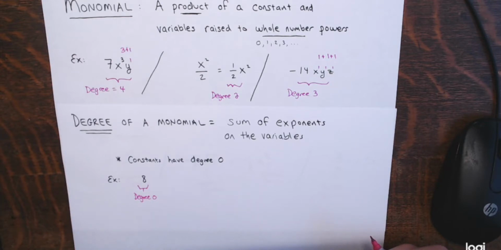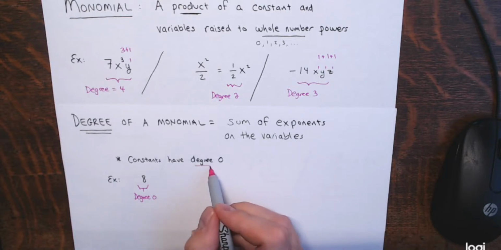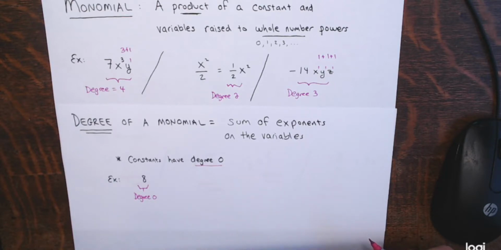And other numbers just on their own, if you have just a number by itself, a constant, that's got degree 0. Okay. The only number that doesn't really work for is 0. The number 0 could have like any degree technically, but we're not going to get into all that.